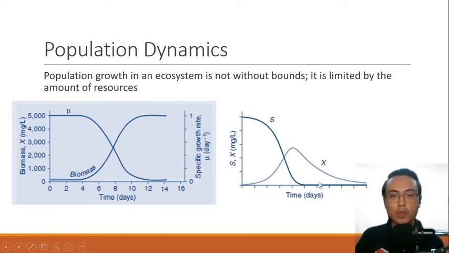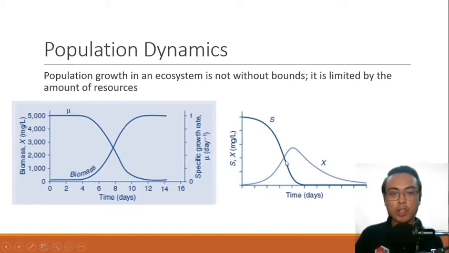So this graph shows you the resources denoted by the letter S and the population denoted by letter X. At the beginning of the graph, we have plenty of natural resources, but our population is small. As our population grows larger and larger, the amount of resources starts to decrease, which is logical because we are using our resources and we are exceeding our carrying capacity. That's why our renewable resources are starting to dwindle.